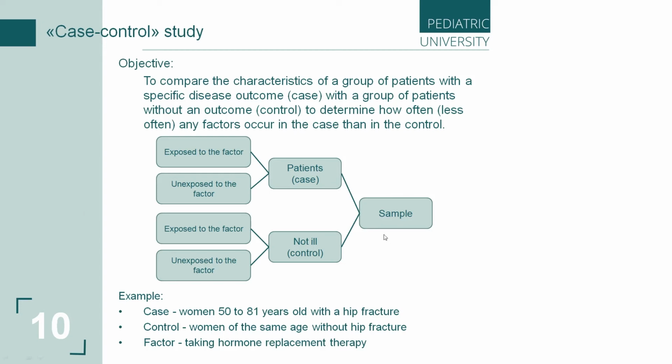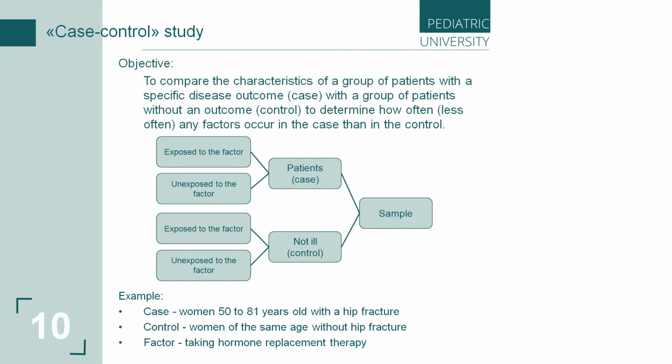And in this case, you can try to estimate the odds, like what is the chance that hormone replacement therapy affects hip fracture at that age. This study was done in Sweden, and it showed that taking hormone replacement therapy reduces the risk of hip fracture at that age.